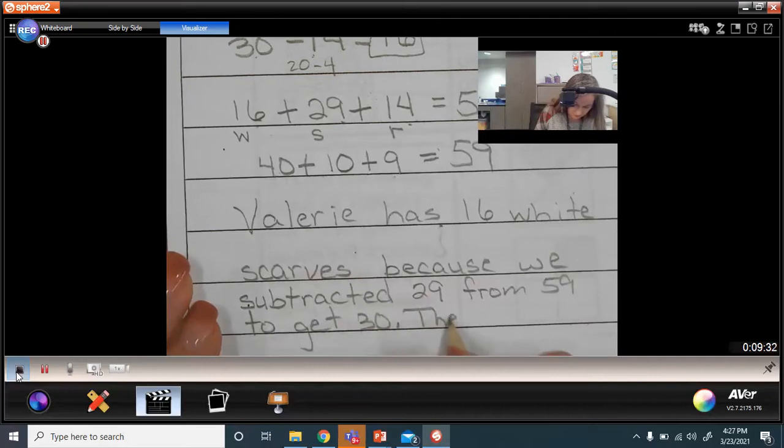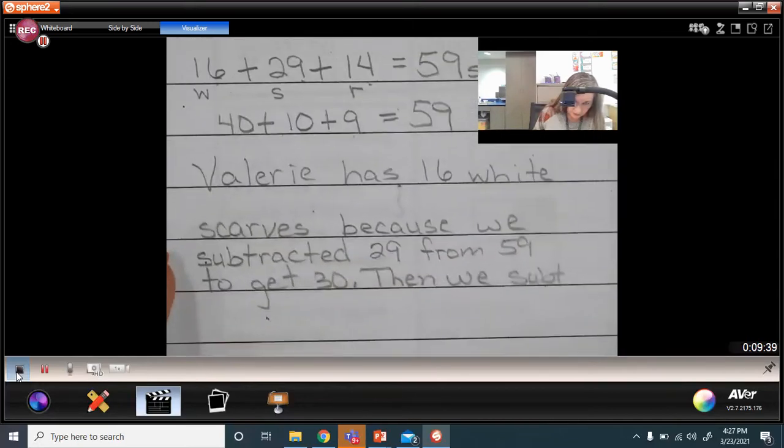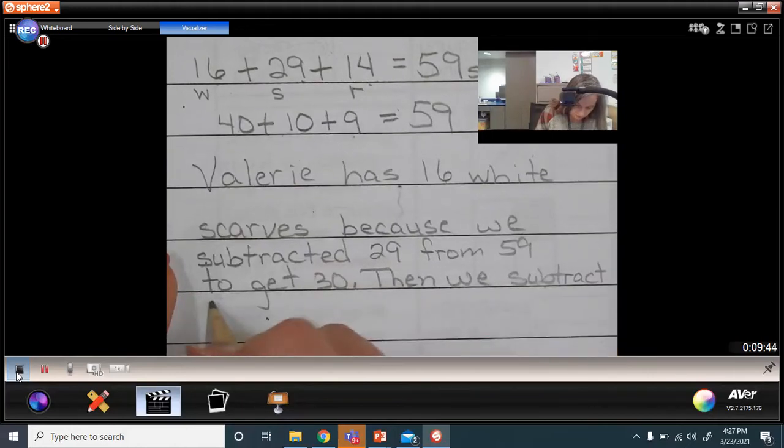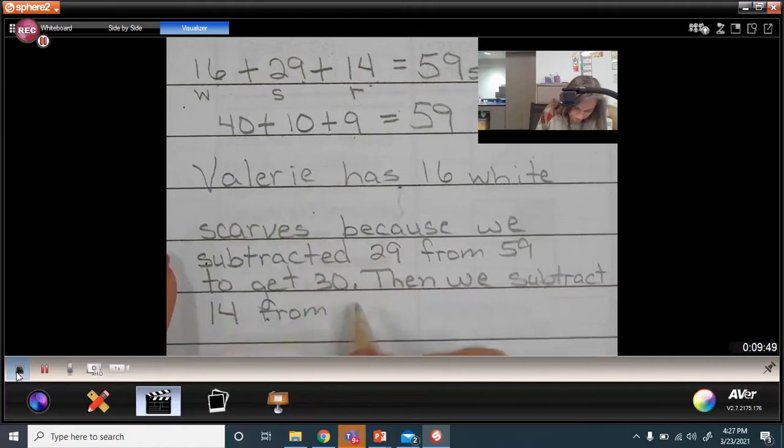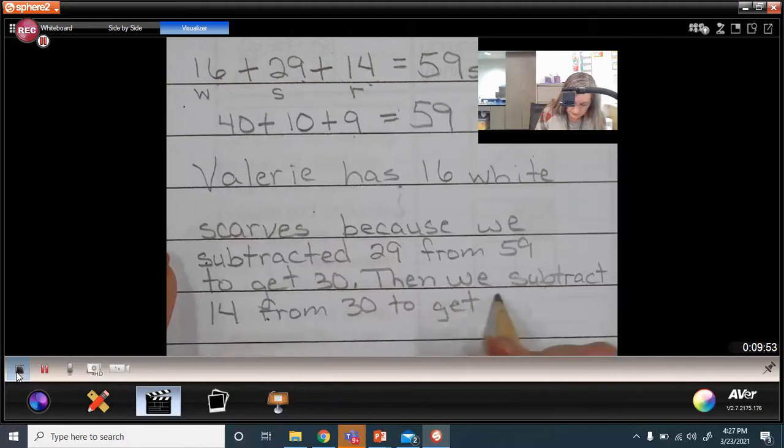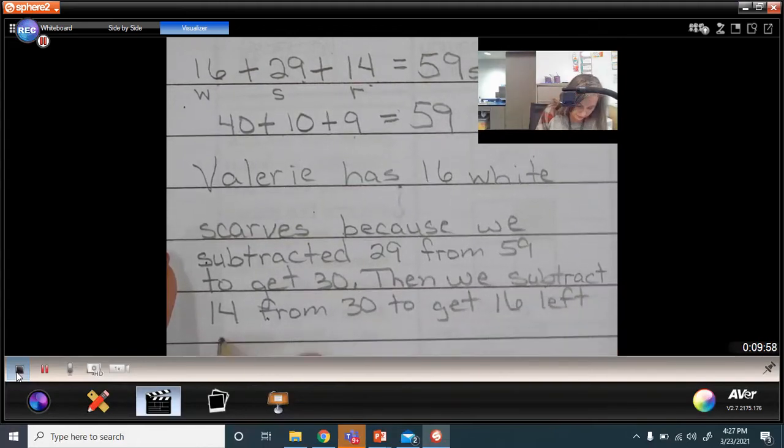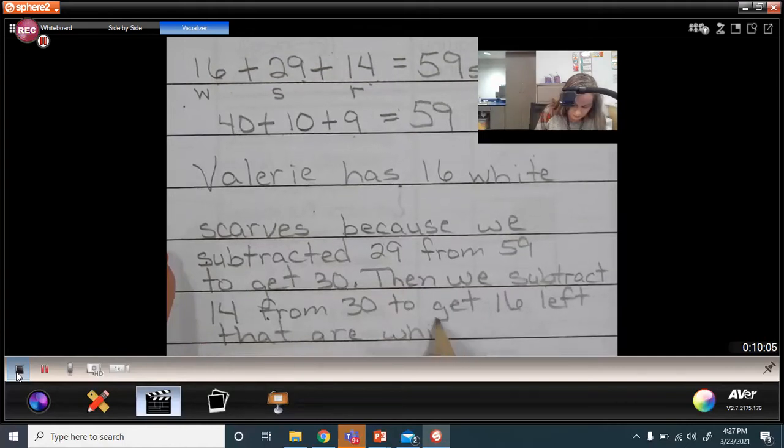Then we subtracted, oops, running out of room here. Then we subtract 14 from 30 to get 16 left that are white. So this is kind of a two-step problem.